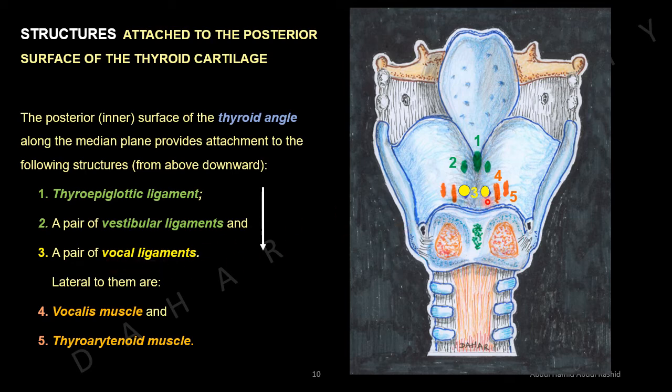We have already mentioned this just now. So you can see from top to bottom, number 1 is the thyroepiglottic ligament, next is the vestibular ligament as number 2, and next is number 3, the vocal ligaments. After that, on the lateral side, number 4 is the vocalis muscles, and number 5 is the thyroarytenoid muscles. These things we are going to talk about in the next chapter on the muscles of the larynx.